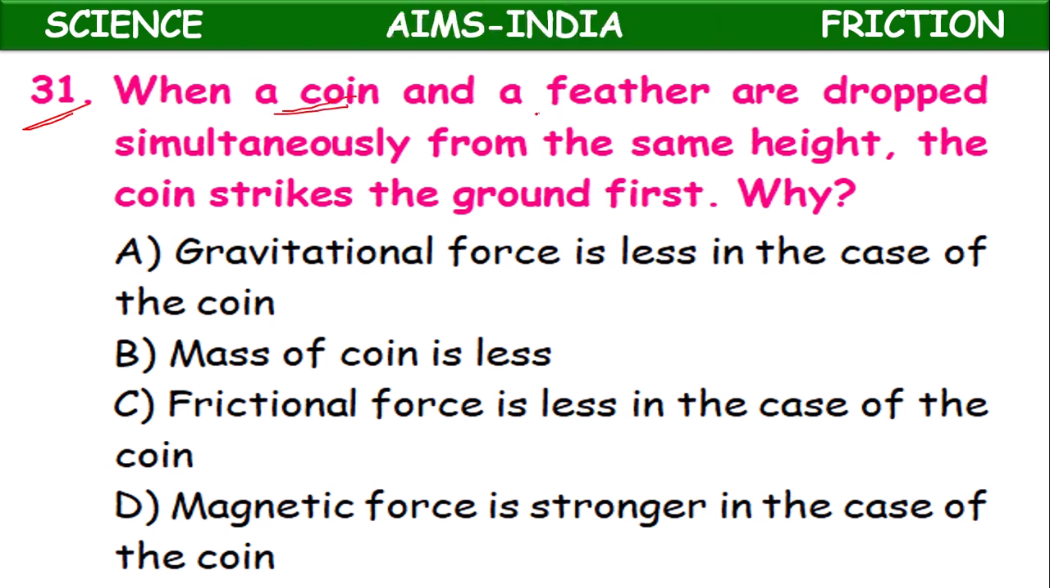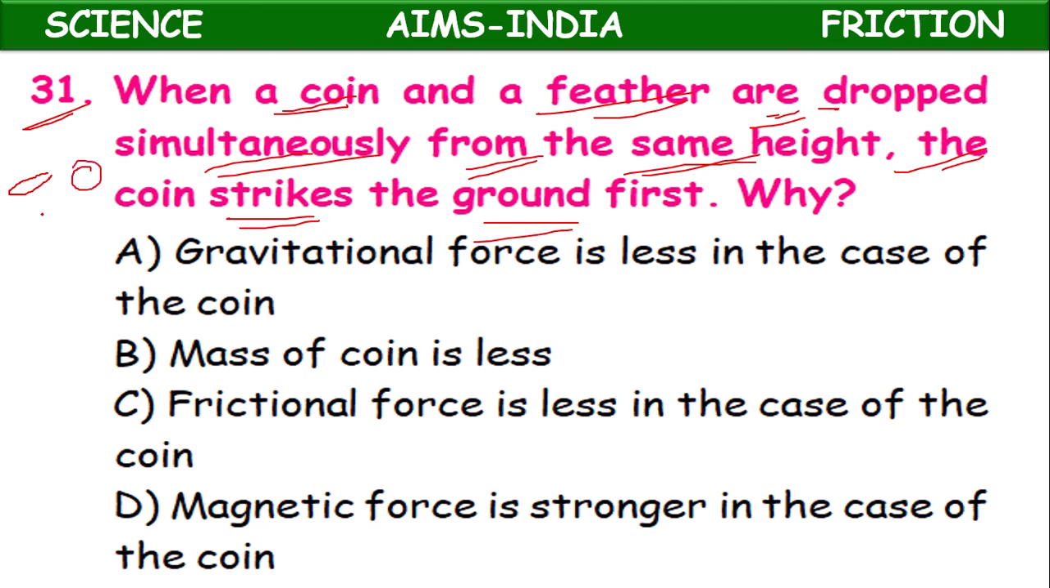When a coin and a feather are dropped simultaneously from the same height, the coin strikes the ground first. This means when we drop a feather and a coin from the same height, the coin will reach the ground first compared to the feather. So why? What is the reason?